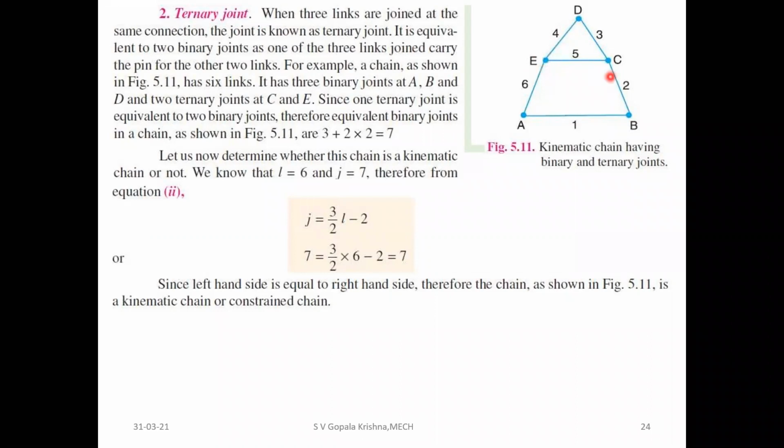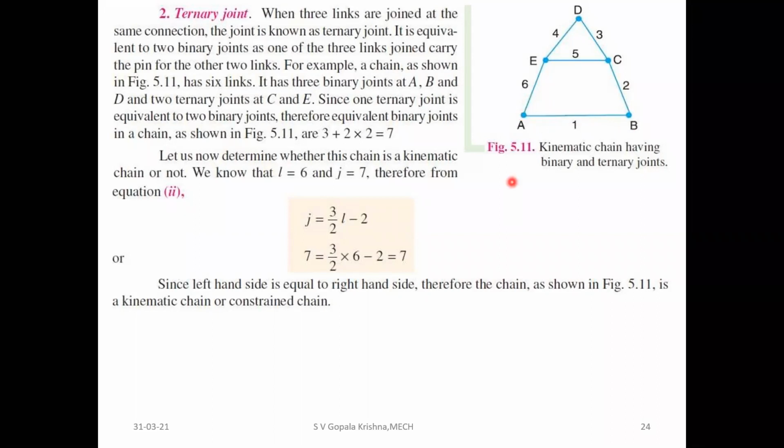And next, C. Just observe C. The 3rd link, 5th link, and 2nd link, so again 3 links are connected. So C is also a ternary joint. And B, with links 2 and 1, is a binary joint. And A, the connection of 6 and 1, is also a binary joint.